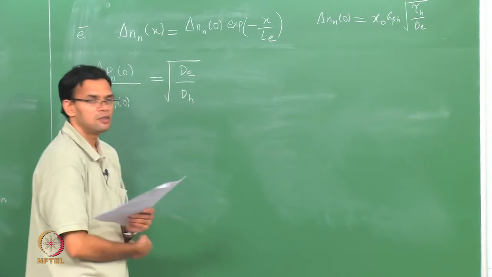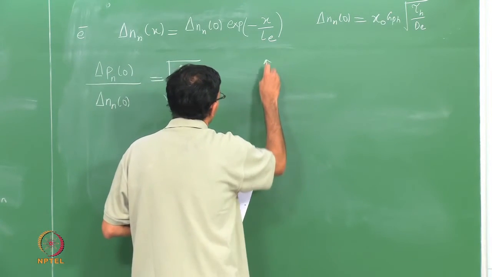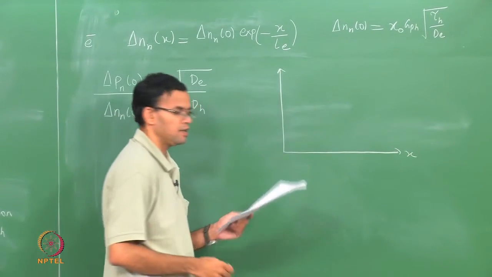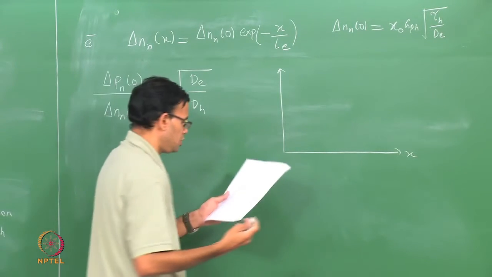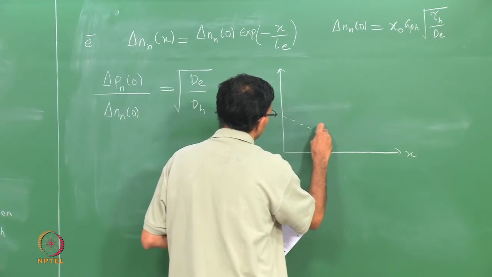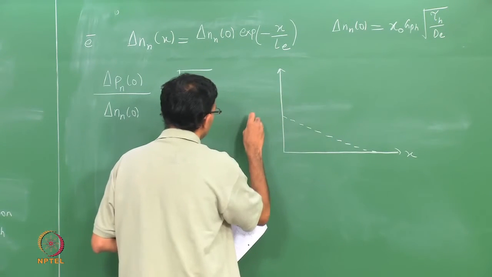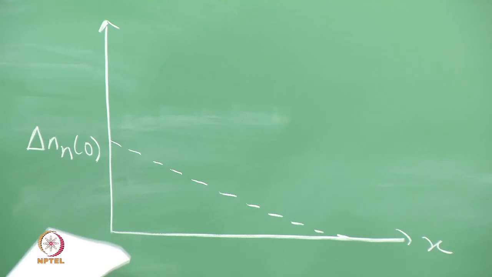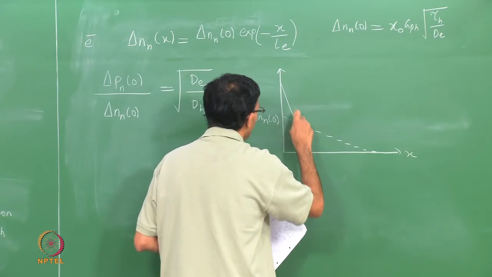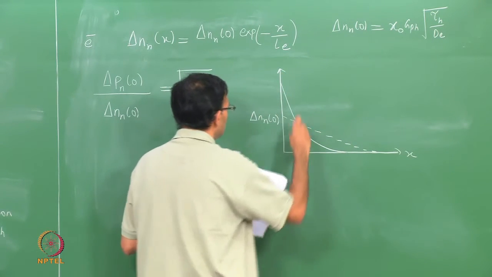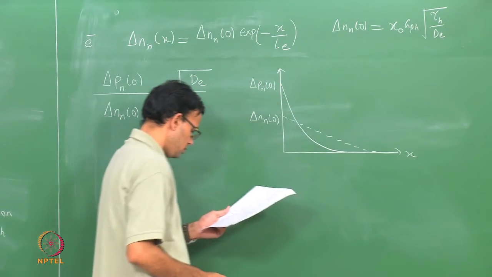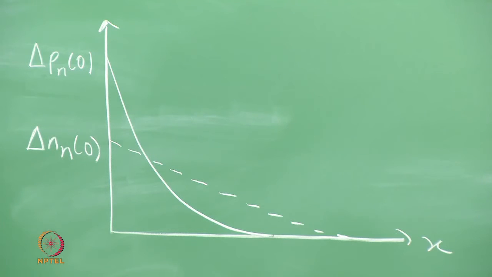So, if we plot these excess concentrations as a function of distance, again in the case of majority carriers, the change in concentration is not much. So, this is delta Nn naught going as a distance within the material. On the other hand, for your minority carriers, the slope is much more. So, this is delta Pn naught.